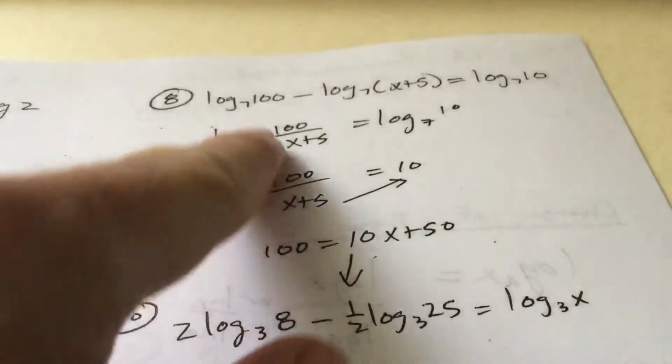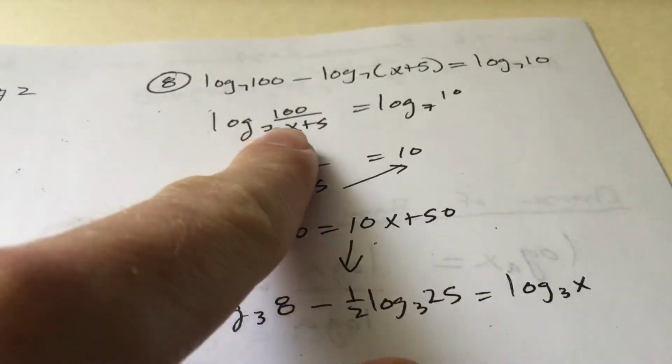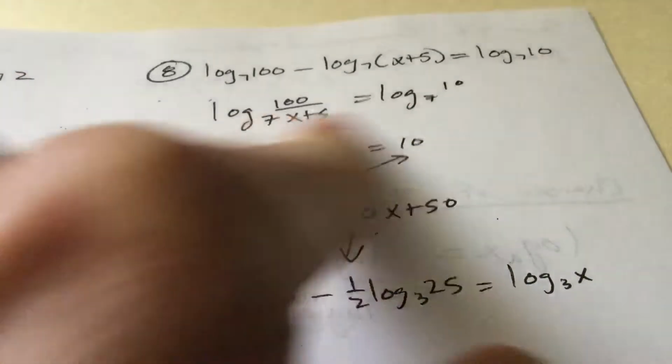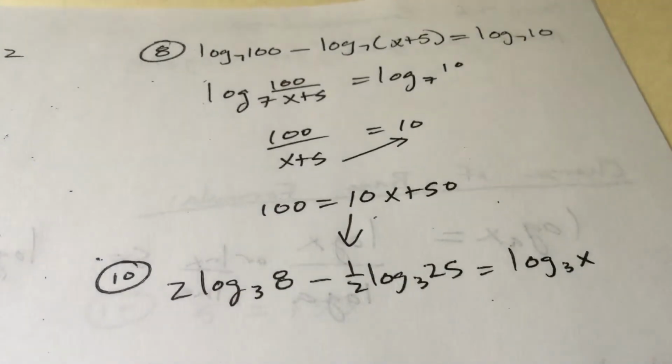Number 8, subtraction. It means division. You got log of 100 over x plus 5 equals, again, log base 7 of 10. Log base 7, log base 7. Drop that. Cross multiply. And you get x is 5.